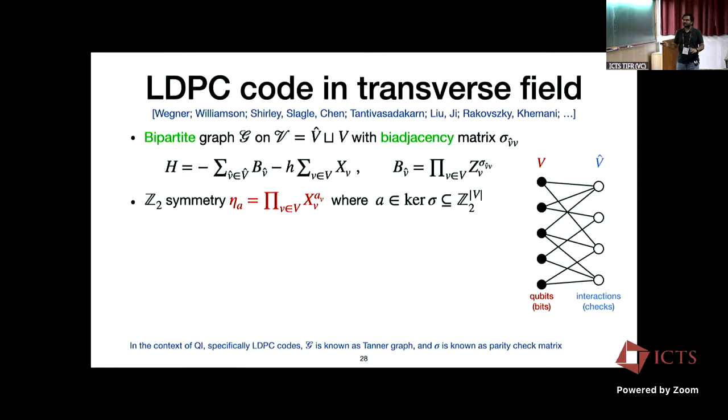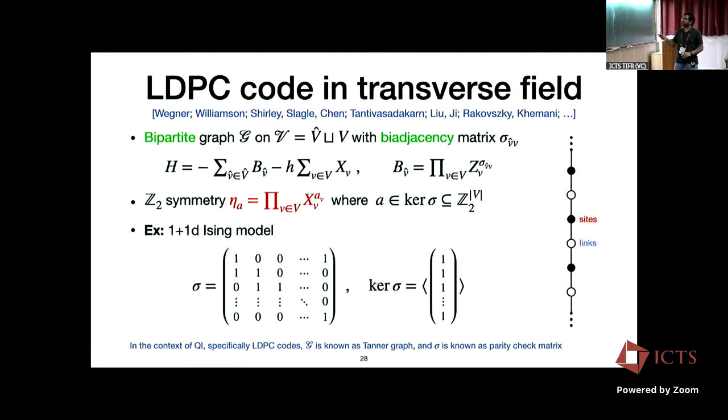If this feels too abstract, here's the Ising model example, where the black vertices correspond to the sites of the lattice. The white vertices correspond to the links, or the two-body interaction terms. And this is the bi-adjacency matrix in this case. And the kernel is generated by just the all-ones vector. And that is precisely the product of all X operators that we saw before.